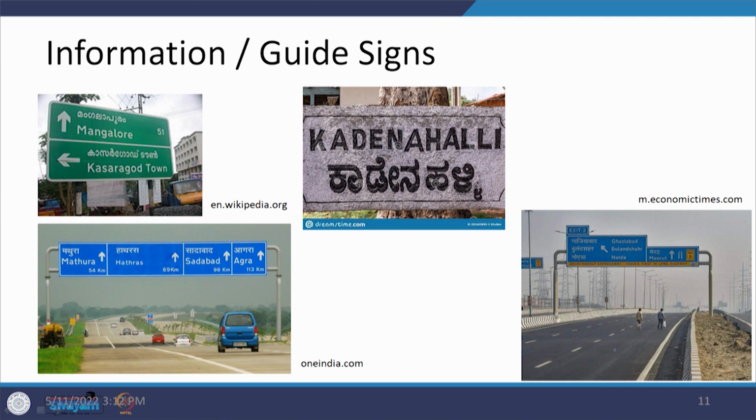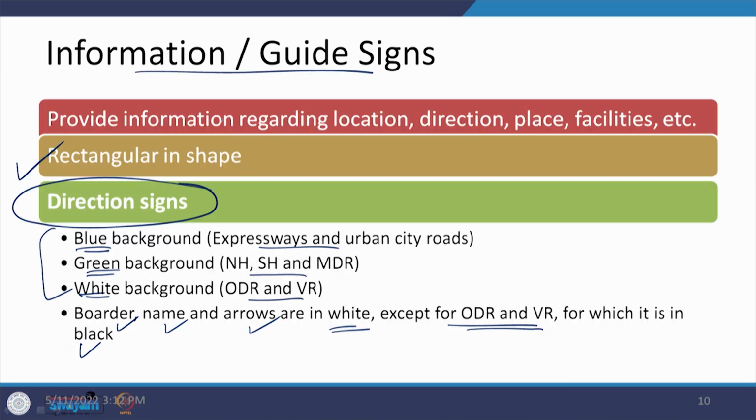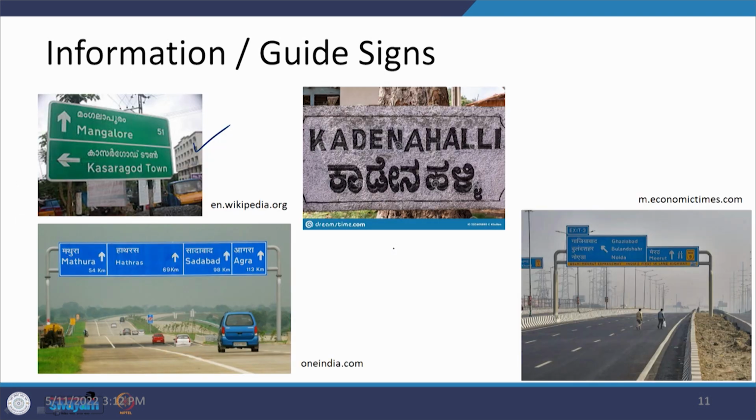So, what you can see here is an information sign, which is rectangular in shape and the background is green. So, if we go back, the green background is here for NH, SH and MDR. It means this has been provided on any of these three categories of roads. But if you look at this one, this is on either an expressway or an urban road. The same is the condition here. So, it is an urban section, there is an expressway section. In between we have a white background with black color writing on it. So, it is like ODR or VR being provided here.